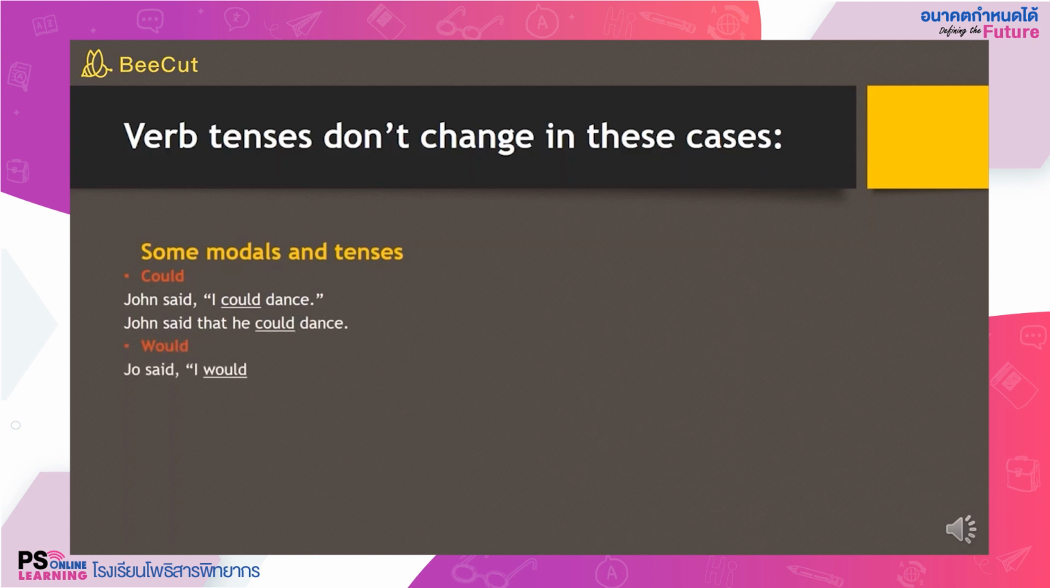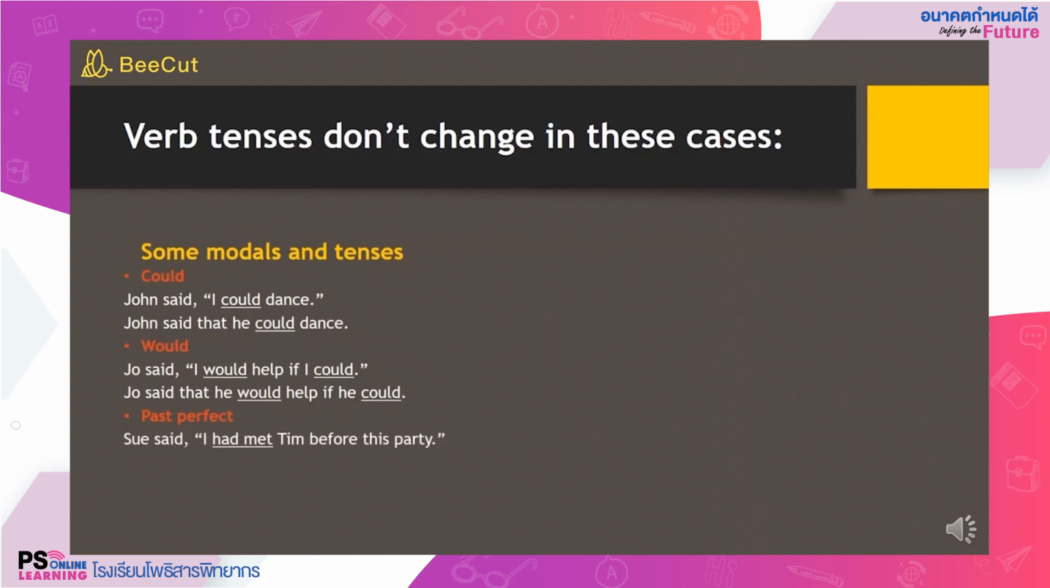Would is the same too. For example, Joe said, "I would help if I could." Reported speech, Joe said that he would help if he could. Past perfect is the same too. You do not need to change past perfect in reported speech. For example, Sue said, "I had met Tim before this party." Reported speech is, Sue said that she had met Tim before that party.